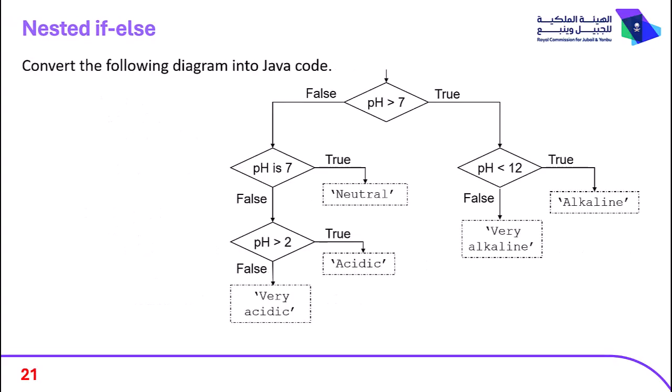Logic mapping. Let's practice converting logic into code. This diagram shows a complex set of conditions for determining pH levels. By nesting if-else statements, we can accurately categorize a substance as very acidic, neutral, alkaline, or very alkaline.